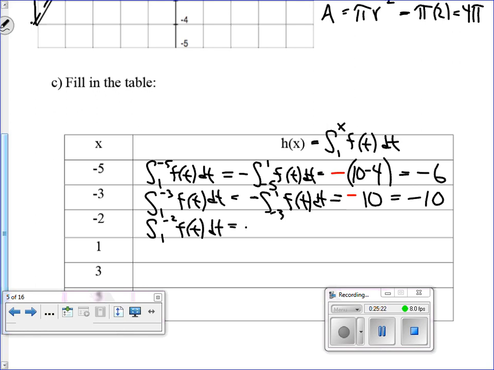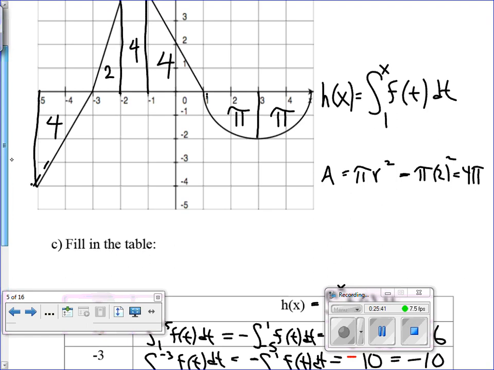So we switch them, which means we got to negate. So it'll be minus the definite integral from negative 2 to 1. Now we just got to look at our graph between negative 2 and 1. And again, we're going to do area above minus area below between negative 2 and 1.